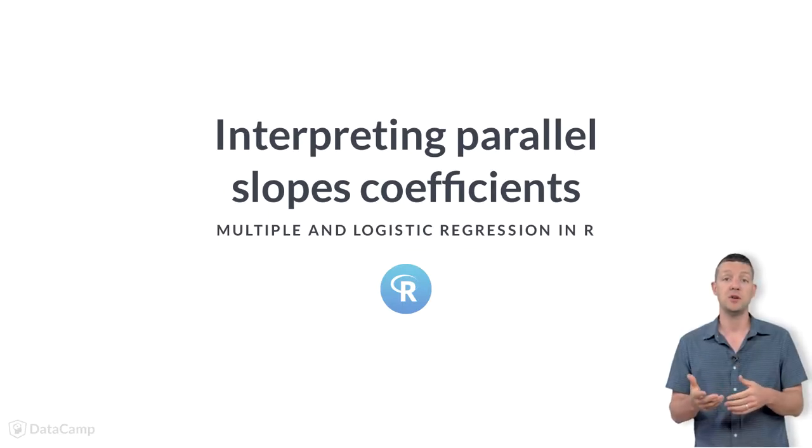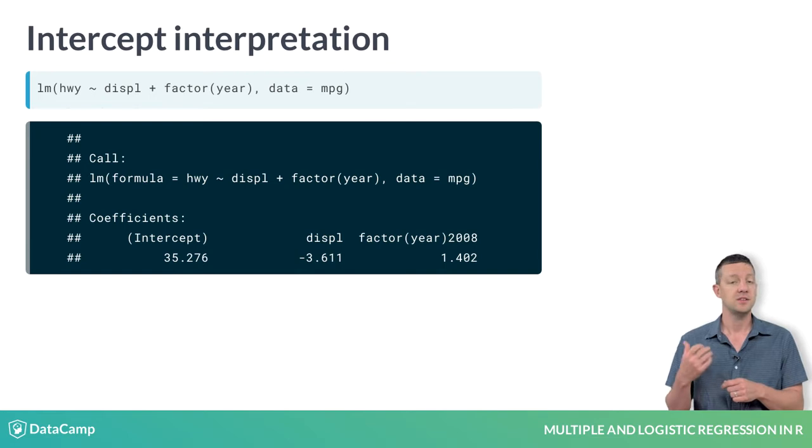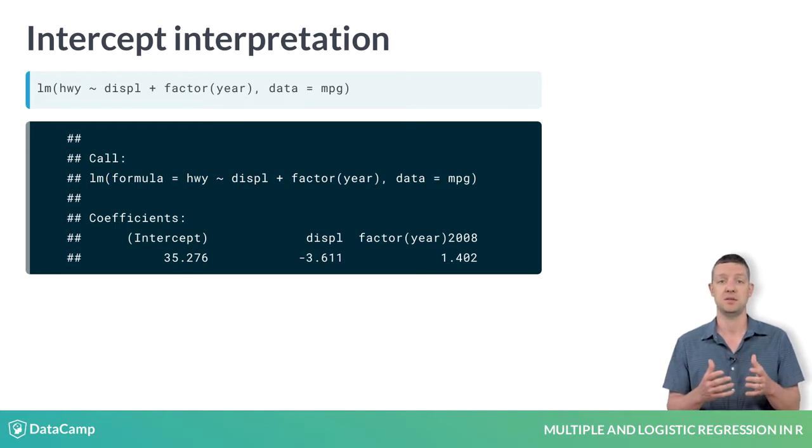Most often, our primary interest in models like these is interpreting the value of the coefficients. What does the model tell us about the relationship between fuel economy and engine size in the context of the year in which the cars were manufactured? Let's start with the main intercept. The value is 35.276, and the units are the same as those of the response variable, miles per gallon.